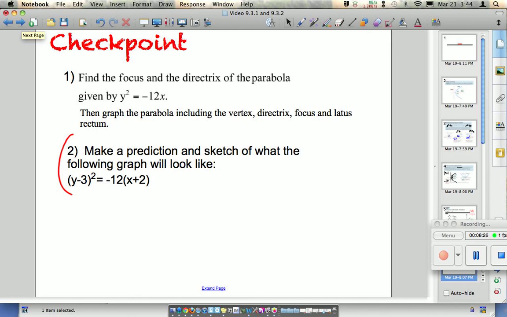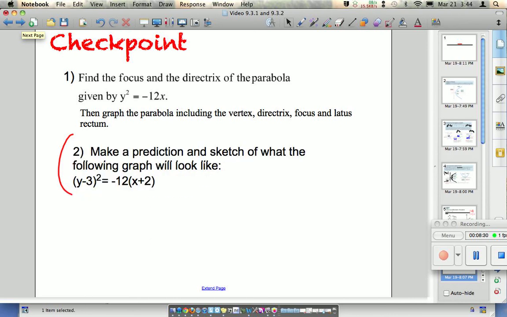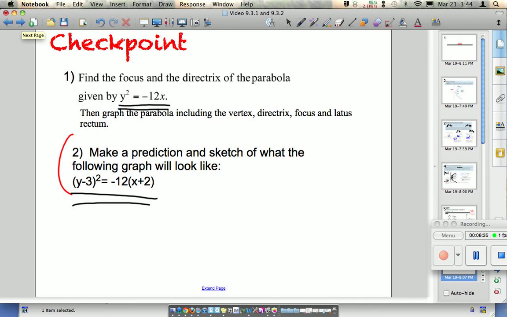So 2 might be a little hard, but think about how this rule right here that you see at the bottom of this equation is similar to this rule. And what's different? Ask yourself, what would that do to the graph? And bring your predictions in and draw a sketch so we can see what you think it'll look like. Bring that into class and we'll go over these when it's due.